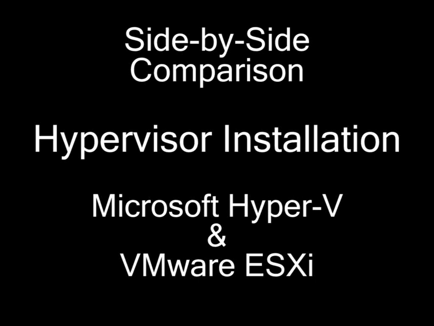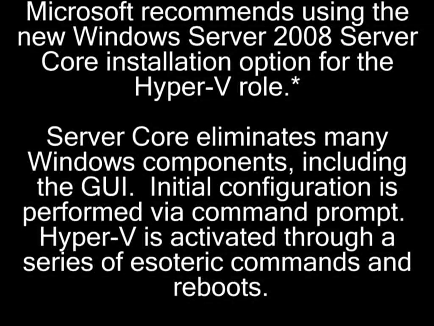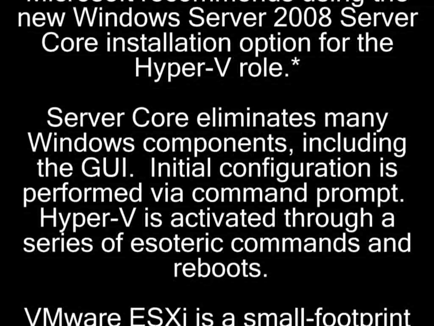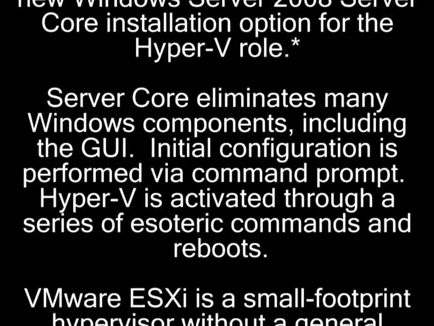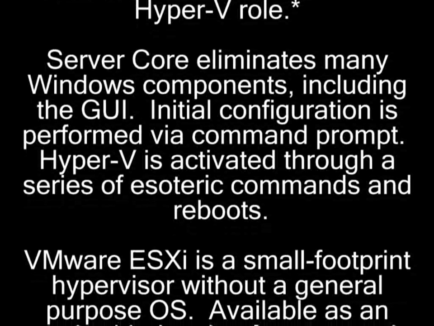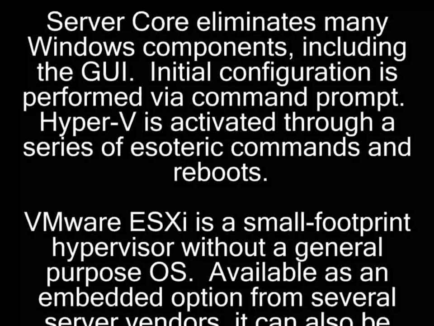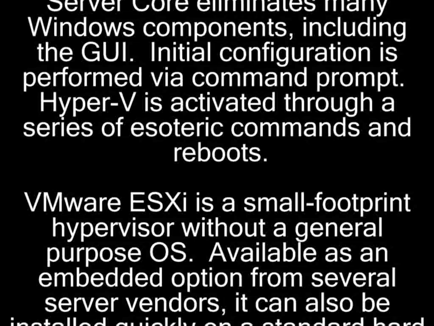This video compares the effort required to install HyperV and ESXi hypervisors from scratch. You'll see that this basic essential task is far easier and faster with VMware ESXi. Microsoft recommends using the new Windows Server 2008 Server Core installation option for the HyperV role. Server Core eliminates many Windows components, including the GUI. Initial configuration is performed via command prompt. HyperV is activated through a series of esoteric commands and reboots.